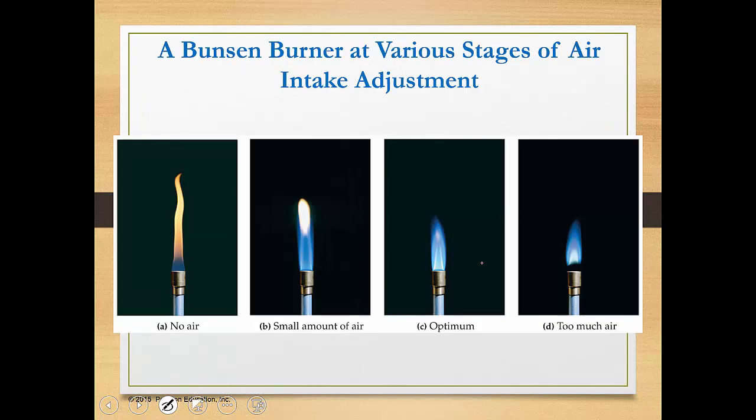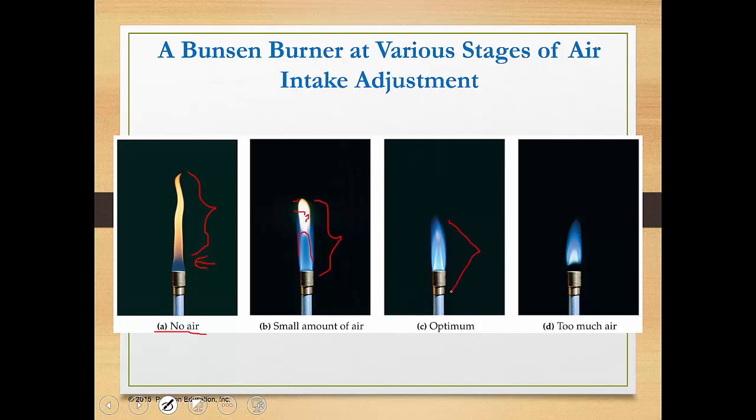So this is in A, what you see when you start with the valve closed. There's no air coming into it. There's a little bit of blue at the bottom, but you mostly get this smoky orange flame, very tall as well. As you start to add air, you'll see that it gets bluer, you'll see that you're starting to get a little bit of an inner cone, but you still have this kind of yellow at the top.